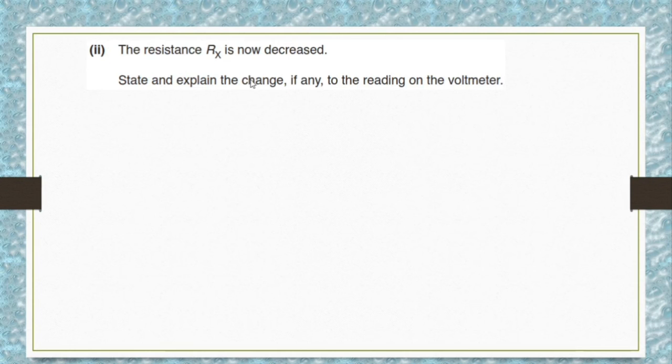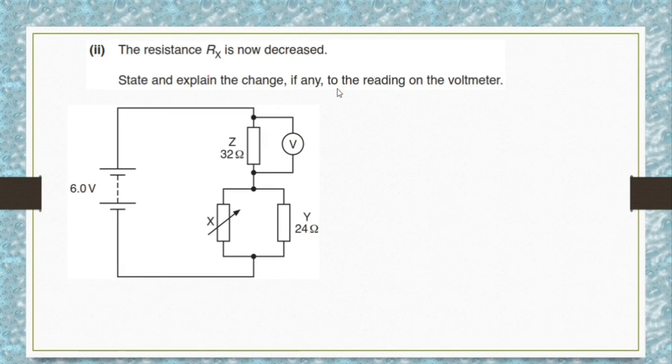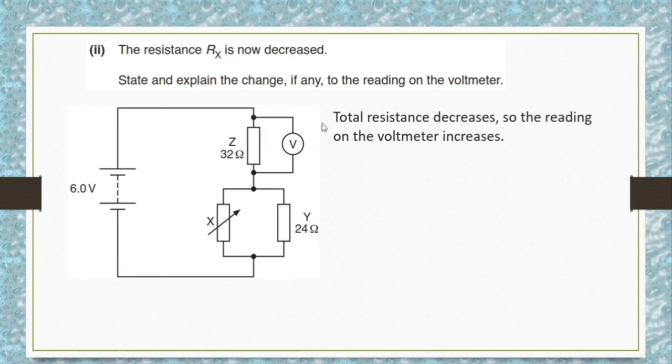The resistance Rx is now decreased. State and explain the change, if any, to the reading on the voltmeter. When Rx is decreased, then the total resistance will decrease. So the reading on the voltmeter increases.